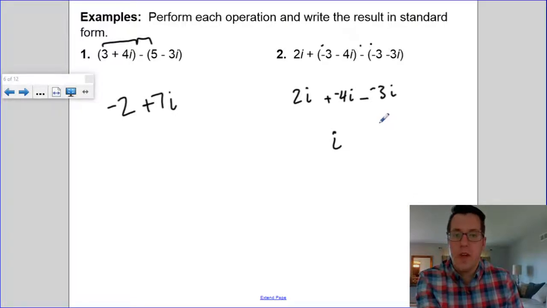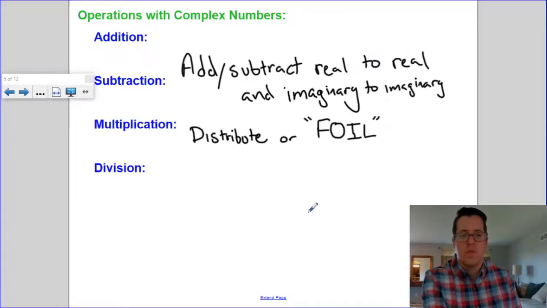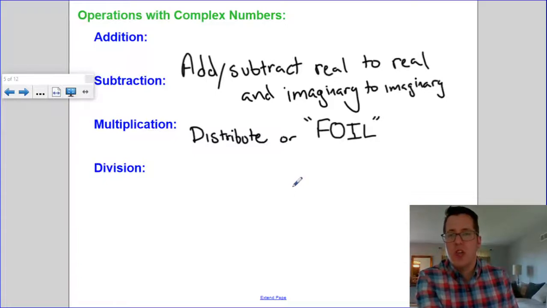So our answer for that one is just i. When it comes to multiplication, you want to use the distributive property, or perhaps you've called it foiling in the past.